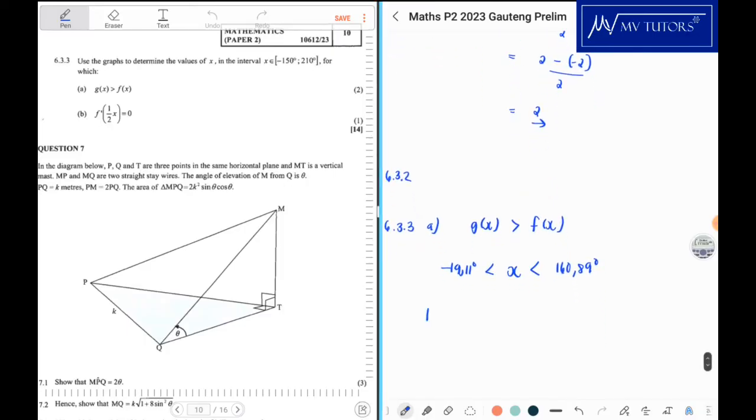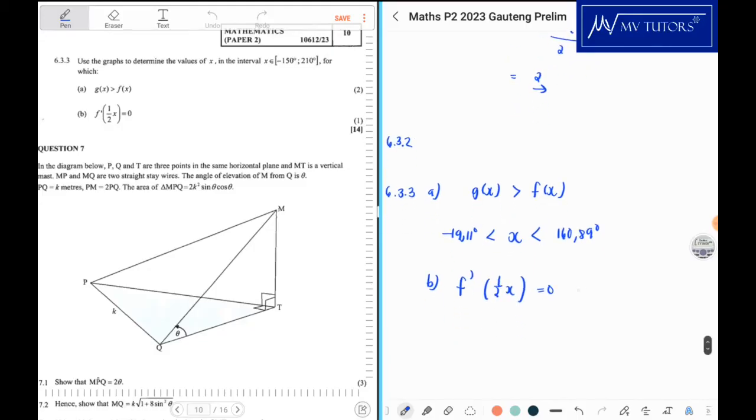And now b, it says if we have f prime, it's like getting the first derivative, okay? And if the derivative is equal to 0, that's basically where you have a stationary point, where your gradient is equal to 0. So we need to determine then from the graph where the gradient of the graph is equal to 0. Okay, but then there's that half x as well that you just need to consider.